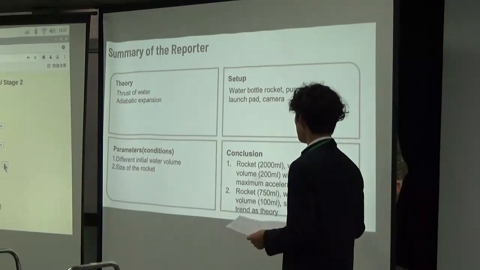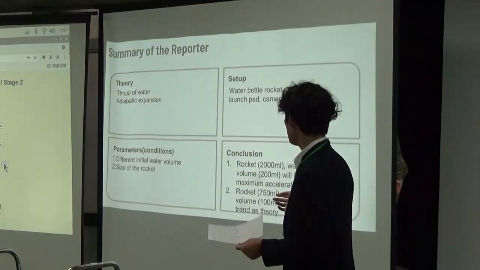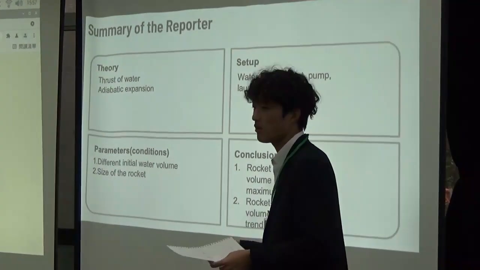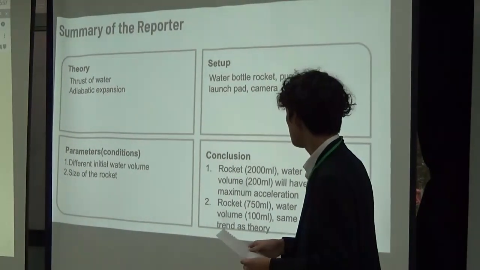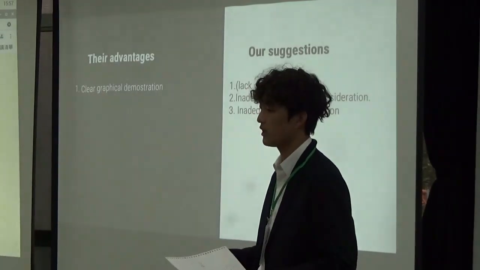For the conclusion, they think that the rocket with 2,000 milliliters of water volume is going to have maximum acceleration. And they think that the acceleration trend is the same as the theory, but they didn't explain where the error comes from.